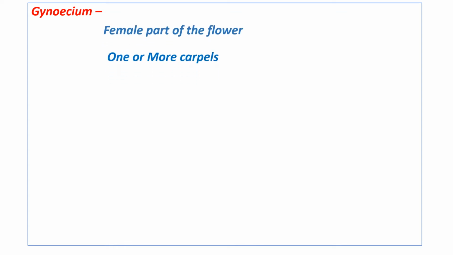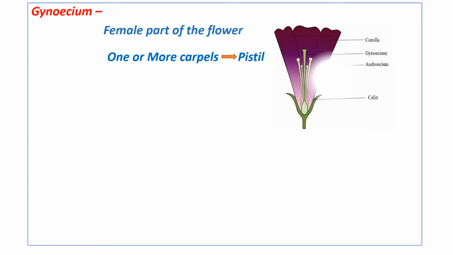Gynoecium is the fourth part of the flower, present in the fourth whorl of the flower. It is the female part of the flower. It is made up of one or more carpels. These carpels are sometimes called pistil. This is an image of a flower. This is the gynoecium of the flower.